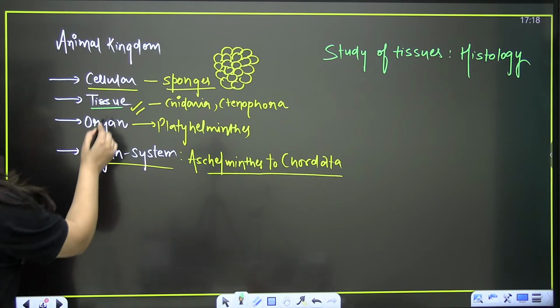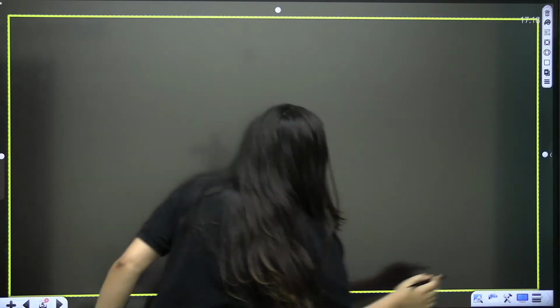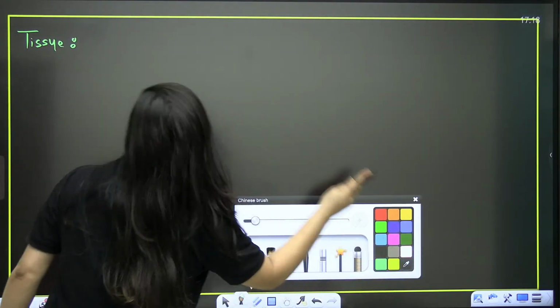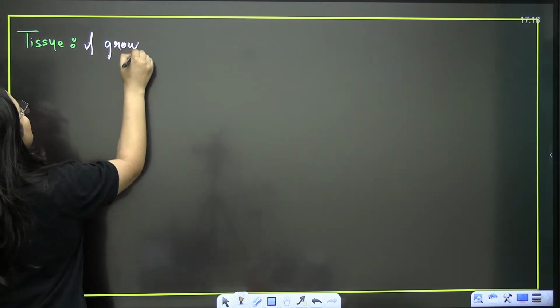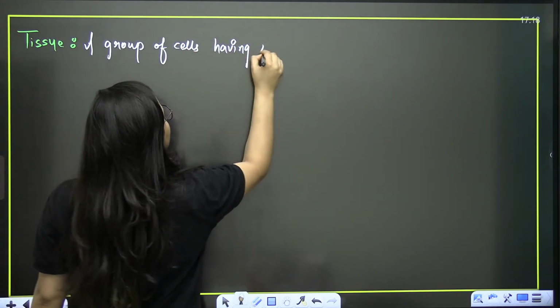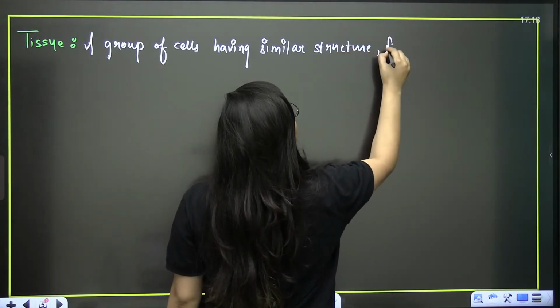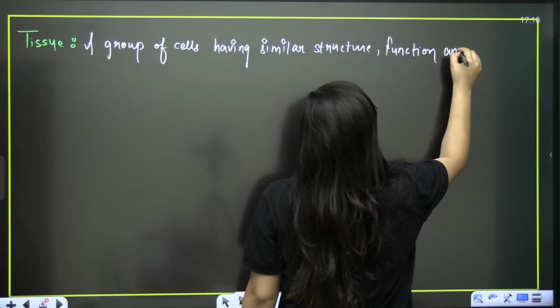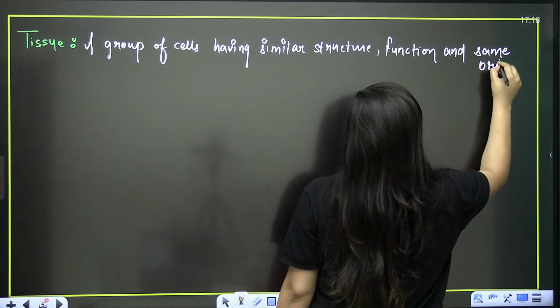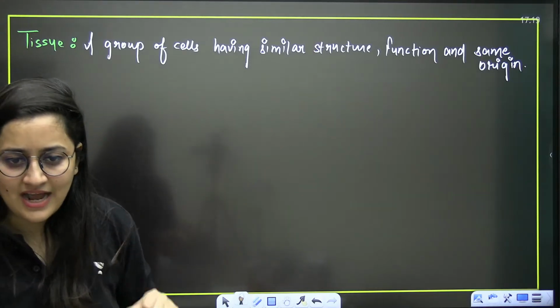Okay, so this is what we need to study, the tissue. It is also important, so let's relate here. Now when you say tissue, write down the definition. Study of tissue is histology, but when you say tissue, it's a group of cells having similar structure, function and same origin. Tissue is a group of cells having similar structure, function and same origin.